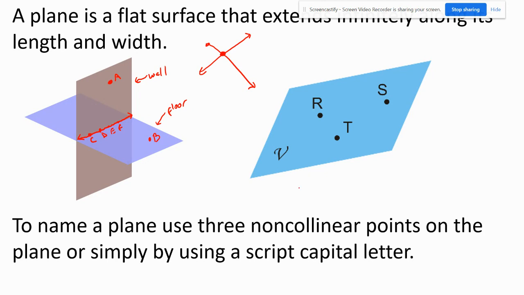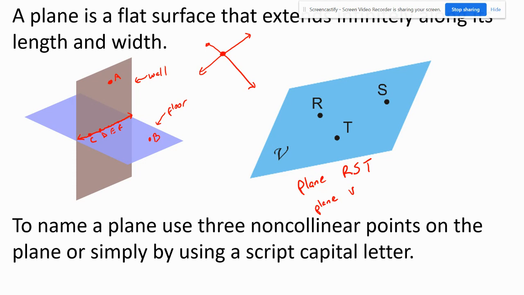So I could call this plane RST. The order of the 3 points doesn't matter. I could call it RTS or however you want. Just those 3 letters, RST. Or I could also call it plane V. That V there is just for name. So I could call it plane V because that's not a point. I cannot call it plane R because R is not a name. That's a point. So I can either use 3 non-collinear points or the script capital letter.